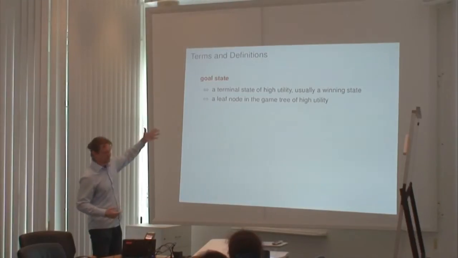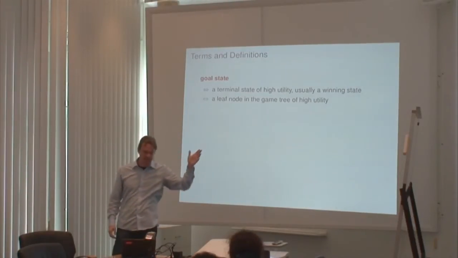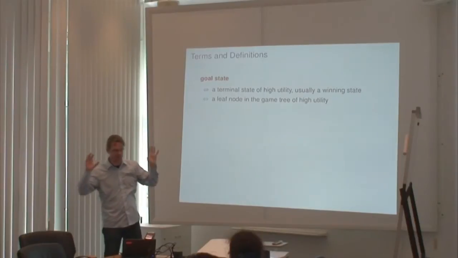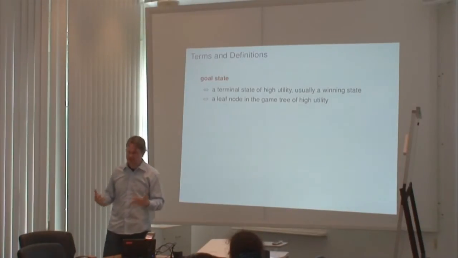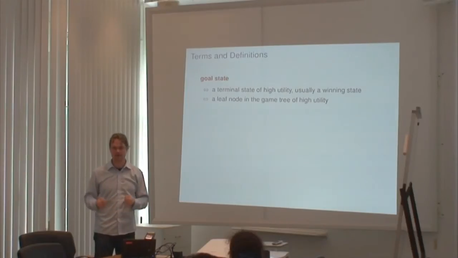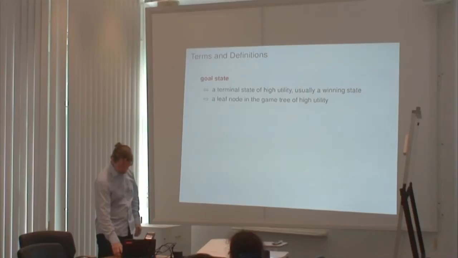And so, we can definitely say that a goal state, very abstract idea here, is a leaf node in a game tree of high utility, right? However we measure that.